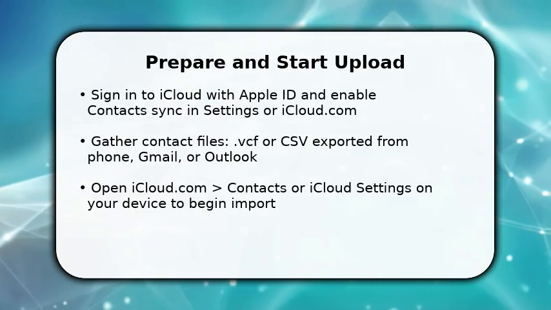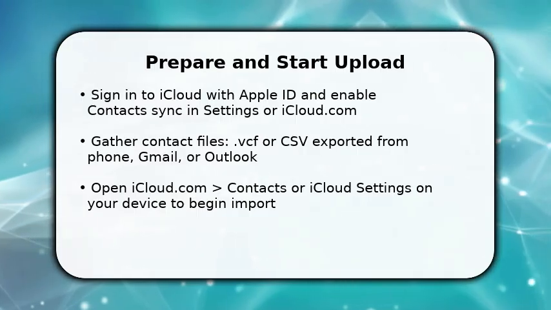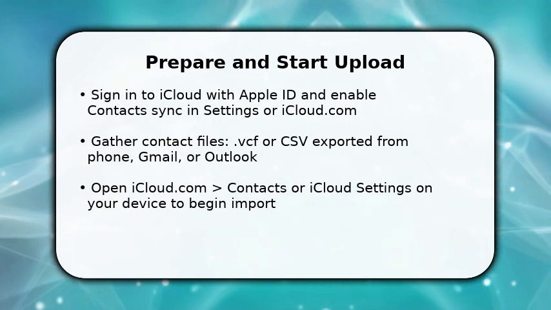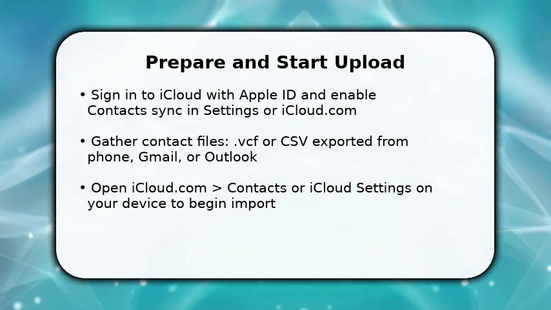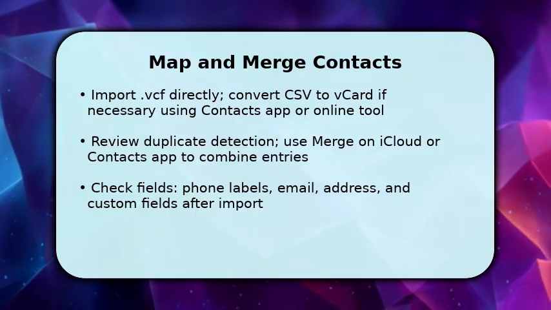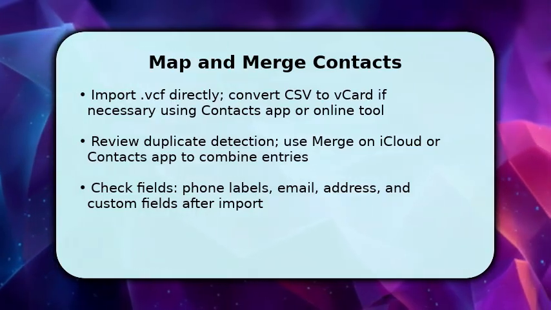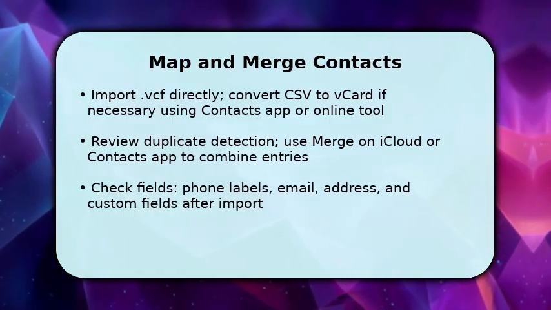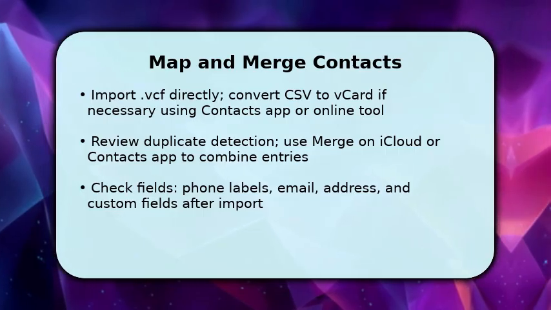Once done, click the gear icon in Contacts on iCloud and choose Import vCard. This first action places your file into iCloud, so you can verify fields next. After the file uploads, you need to map and merge. If you imported CSV, convert it to vCard. The Contacts app on Mac or a reliable converter preserves field mappings.